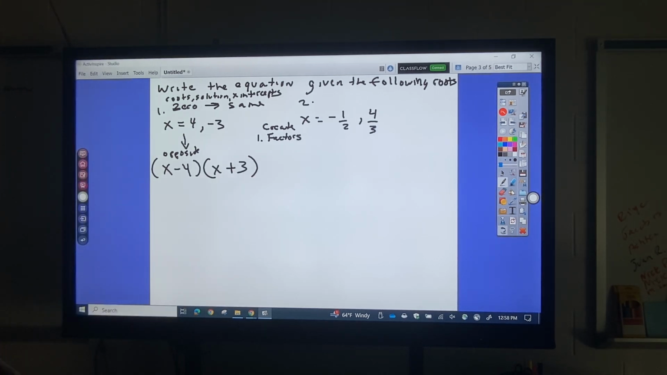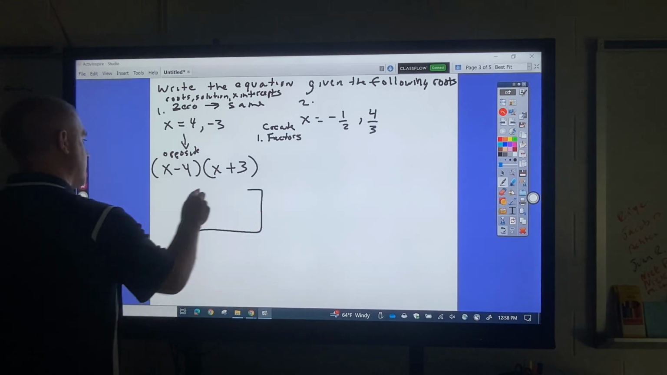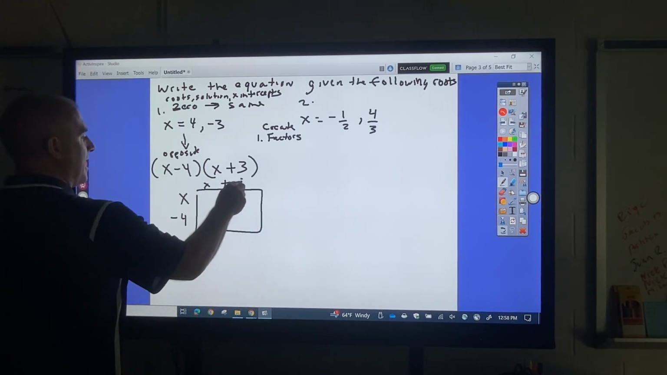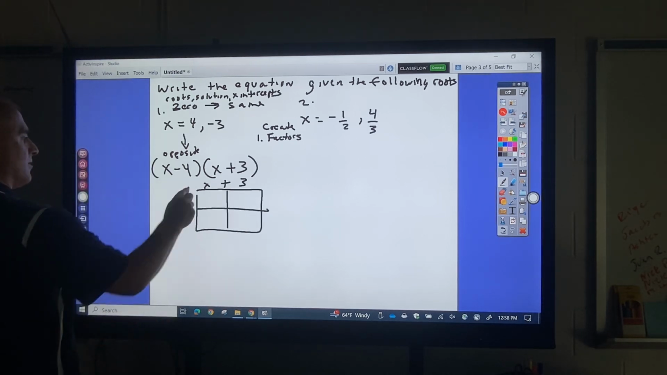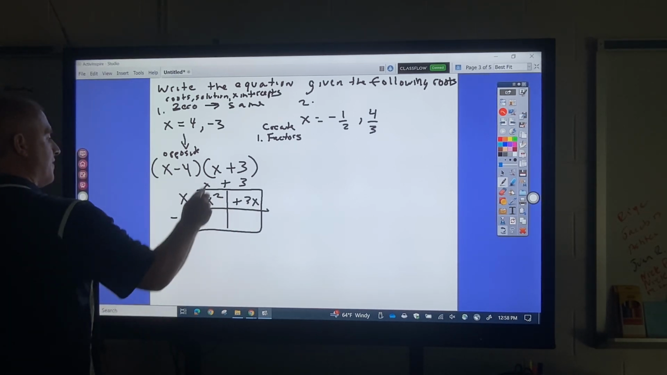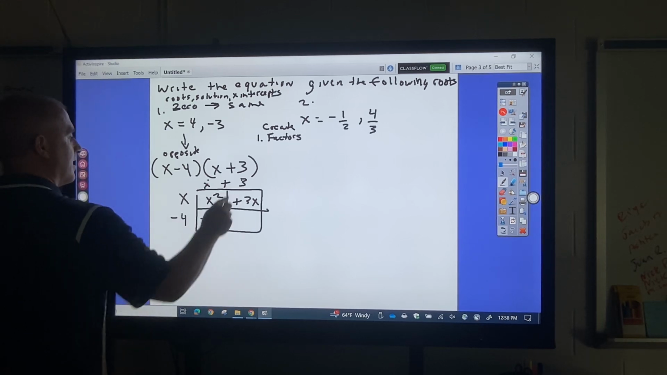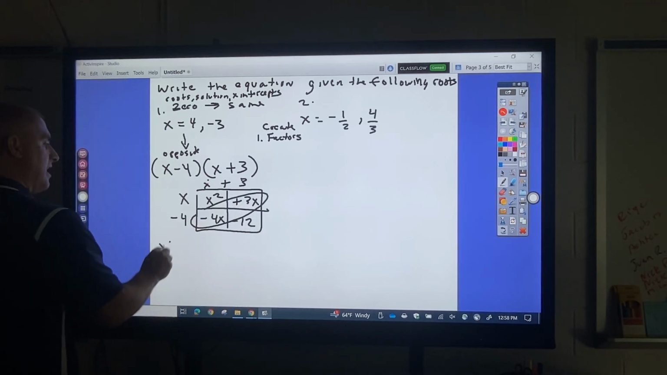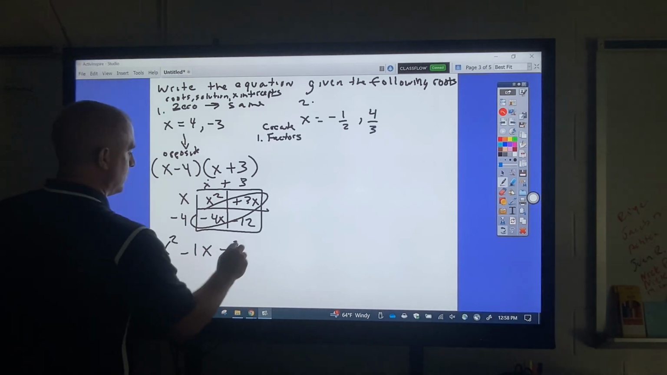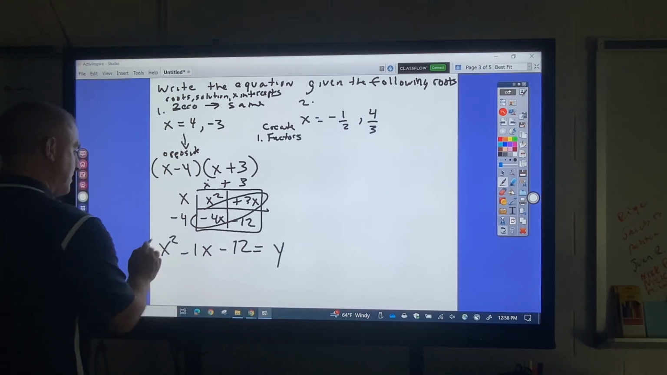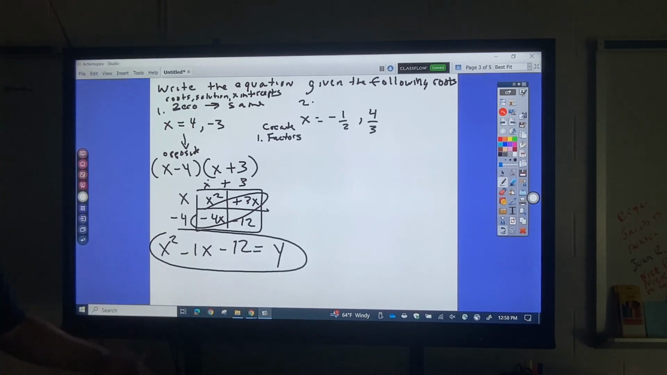Okay? Now, what we want to do is use the area model to multiply, where I put x minus 4, x plus 3. It's the opposite of factoring. Okay, so x times x is x squared. x times 3 is 3x. Negative 4 times x is negative 4x. Negative 4 times 3 is negative 12. Now these guys would combine. So I got x squared minus 1x minus 12 equals y. Okay, that's the equation. All right, you can put equals f of x, it's fine.